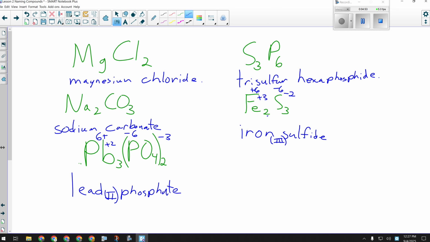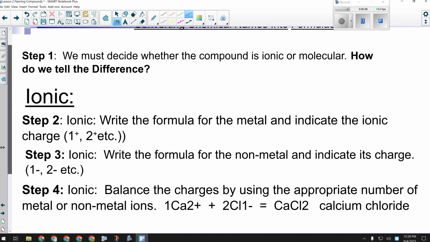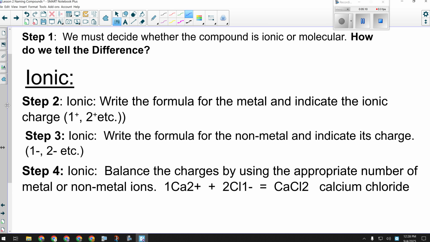We talked about that a little bit at the end of class yesterday. How do we write the formulas when we're given the name? For ionic compounds, the first step is still: is it ionic or molecular? If we decide it's ionic, our first step is to write the formula for the metal and its charge, and then write the formula for the nonmetal and its charge. And then drop and swap. Then you're pretty much done, except for one little thing that can come up occasionally. So let's just try this first off.